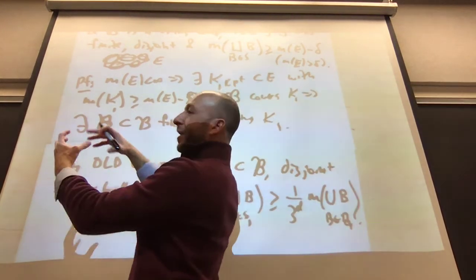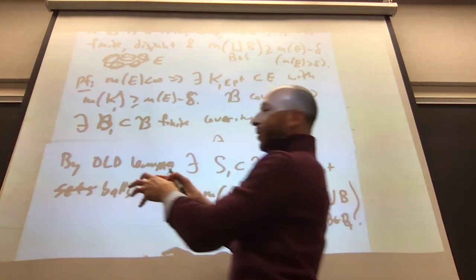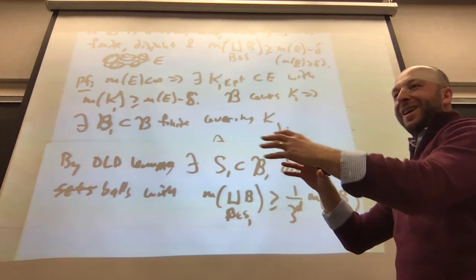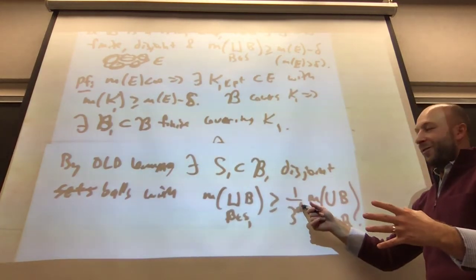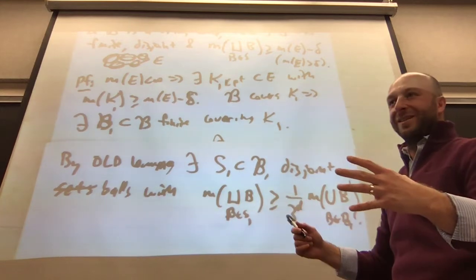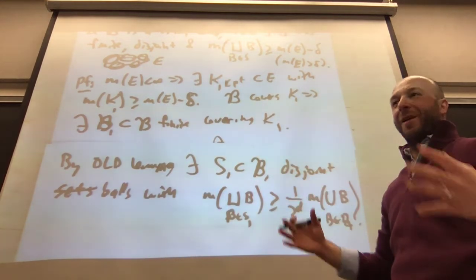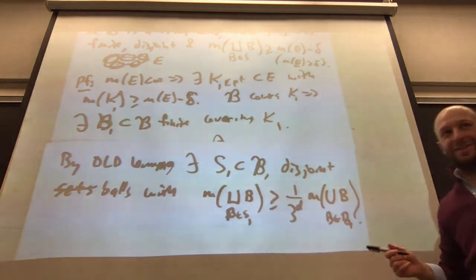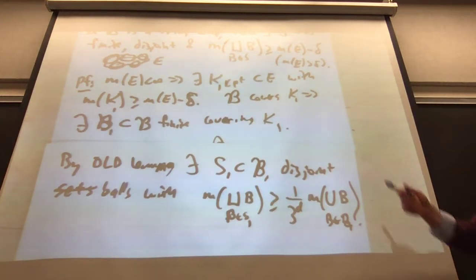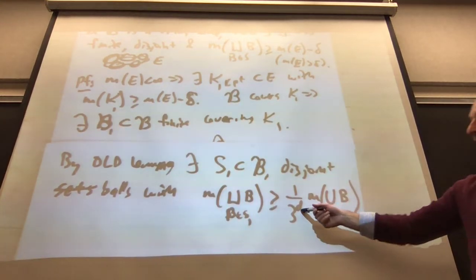Remember the proof. You have a finite number of balls. You take the largest one, and 3 times that ball will cover anybody that intersects it. Throw out anybody that intersects it and iterate. That's the argument. We're in R^D. That's where this D comes from.